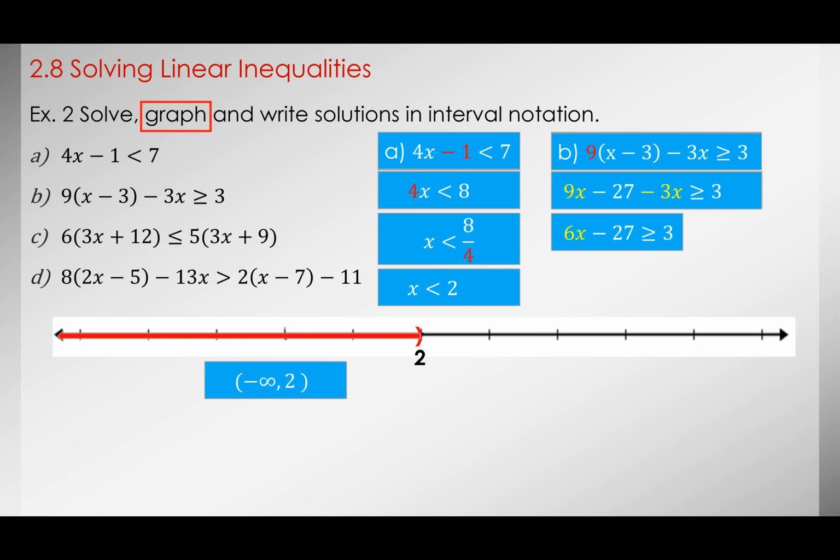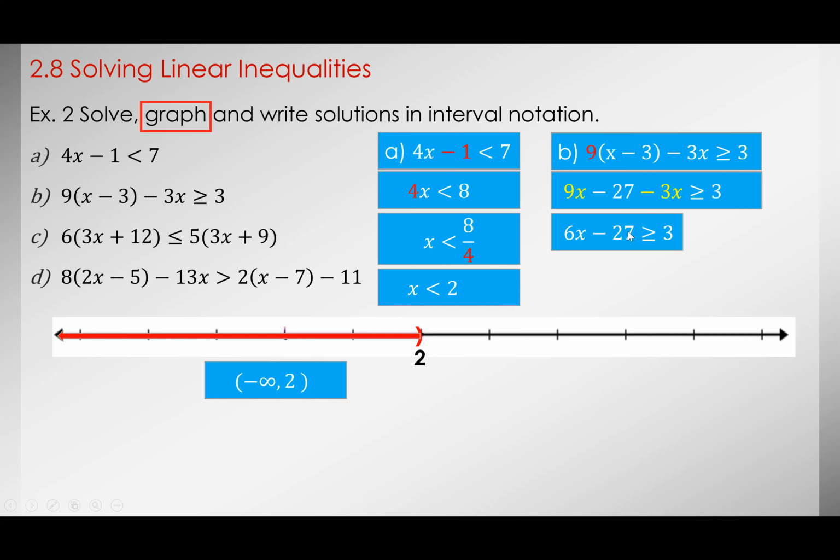We just treat them, whatever operation they tell me to do, I need to do it, which in this case, 9 minus 3 will give me 6. And my new problem is 6x minus 27 greater than 3. As you can see, after 2 steps, we convert whatever this B problem is to something that we know what to do with, right?